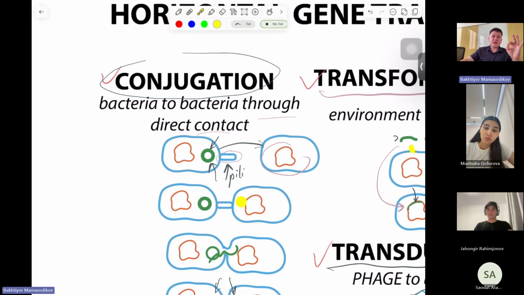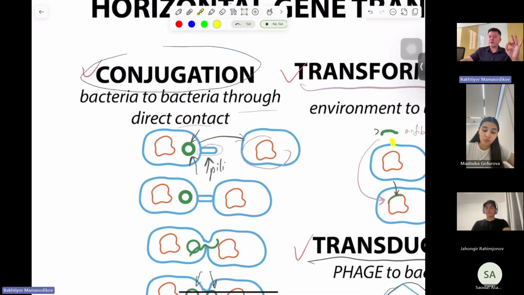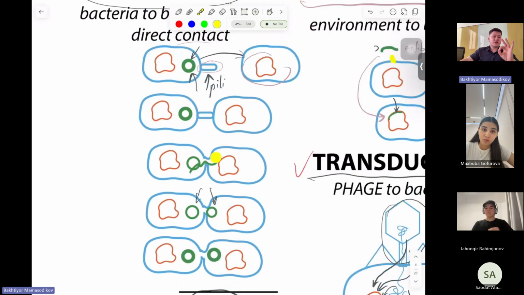Bacteria work like that. They always support each other. If one bacterium has antibiotic resistance, it's always going to pass it to another bacterium. This is called conjugation, direct contact with pili, and that information is going to another bacterium, okay? And then you see now both bacteria have the plasmids.